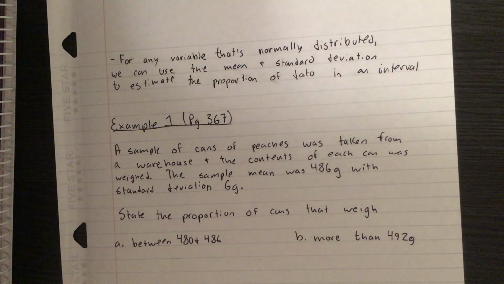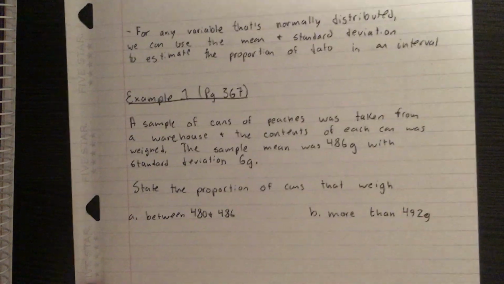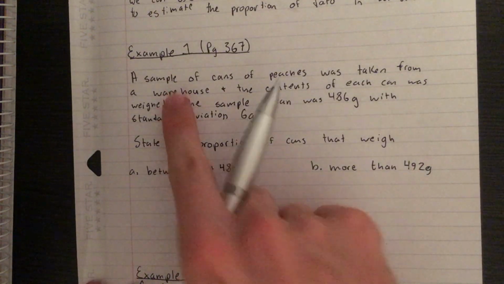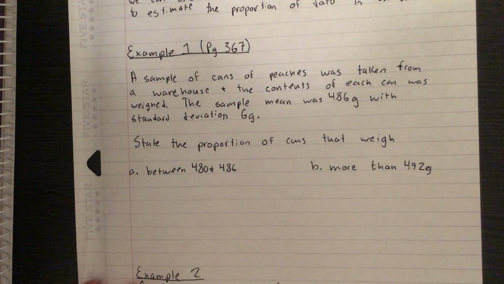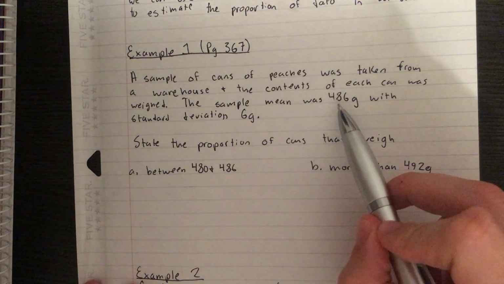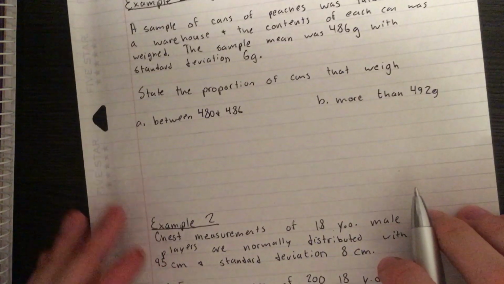So more practically, what that's going to look like here. In example 1 here on page 367, we're told that a sample of cans of peaches was taken from a warehouse and the contents of each can was weighed. The sample mean was 486 grams with a standard deviation of 6 grams.